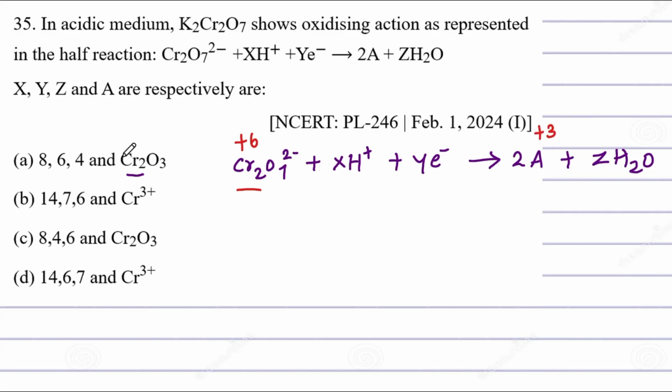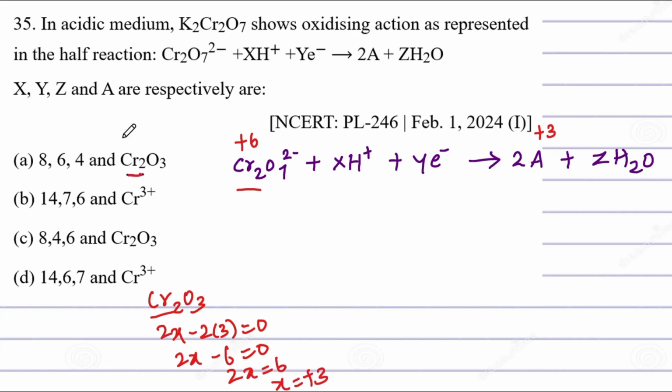So if you see the options, in Cr2O3, what is the oxidation state of chromium? 2x minus 2 into 3 equal to 0, 2x minus 6 equal to 0. 2x equal to 6 and the value of x is +3. So here also the oxidation state of chromium is +3 and Cr3+ is also given. So what is the answer? What is the correct option for A? Is it Cr2O3 or Cr3+?